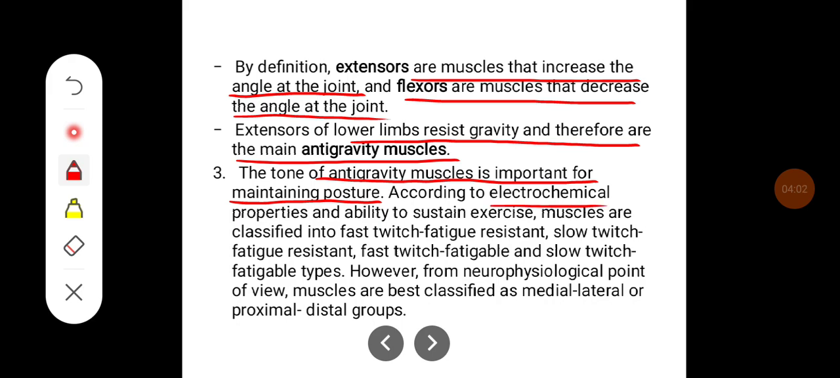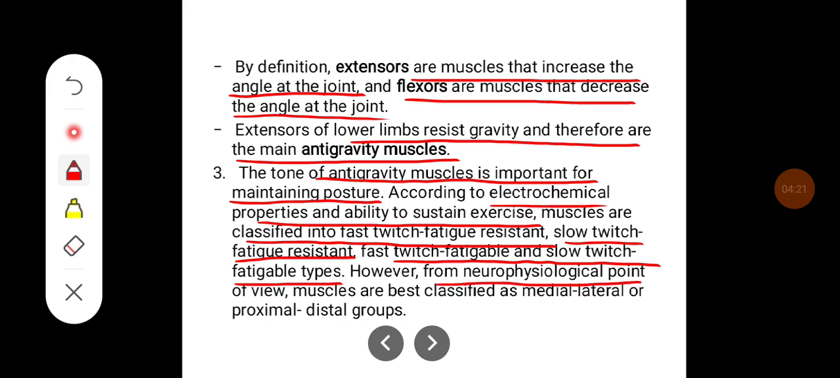According to the electrochemical properties and ability to sustain exercise, muscles are classified into fast twitch, fatigue resistant; slow twitch, fatigue resistant; fast twitch, fatigable; and slow twitch, fatigable types. However, from neurophysiological point of view, the muscles are best classified as medial, lateral, or proximal, distal groups.